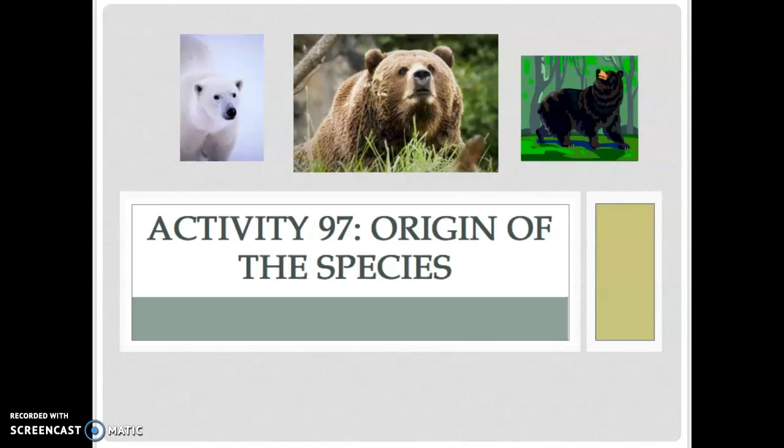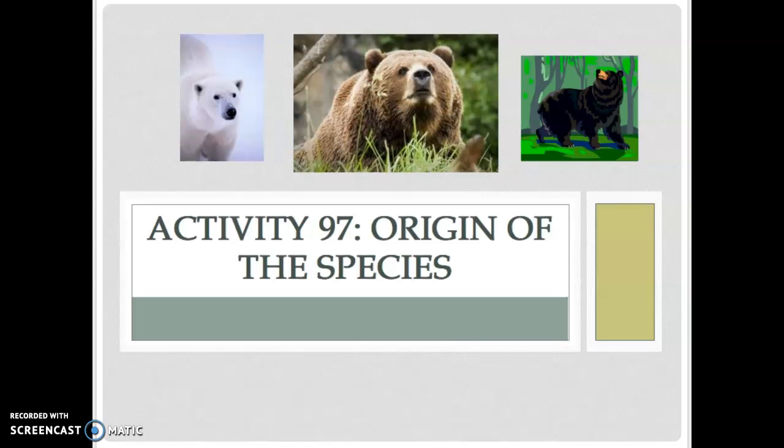So if you look at the top, you can see I have pictures of three different kinds of bears: polar bears, brown bears, and black bears. And so the question you want to ask is, why are there three types of bears? Why don't we just have one species called bear? But instead we have three.